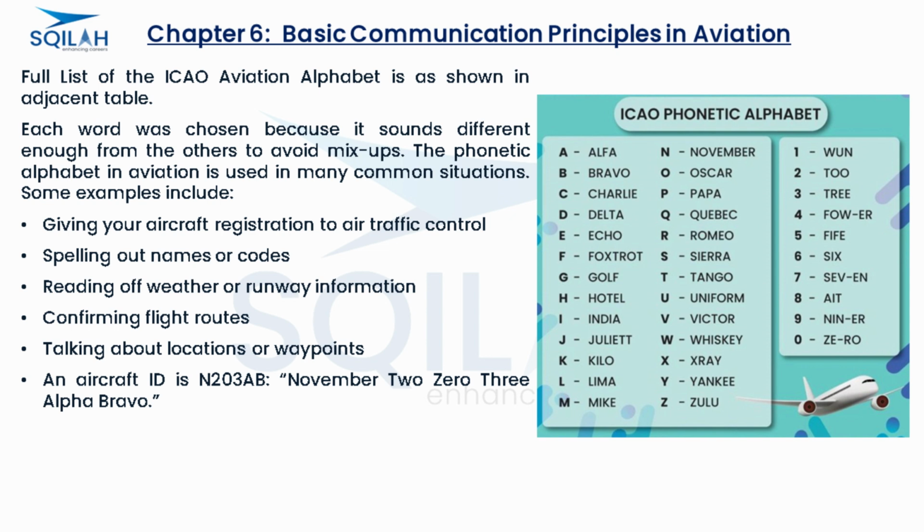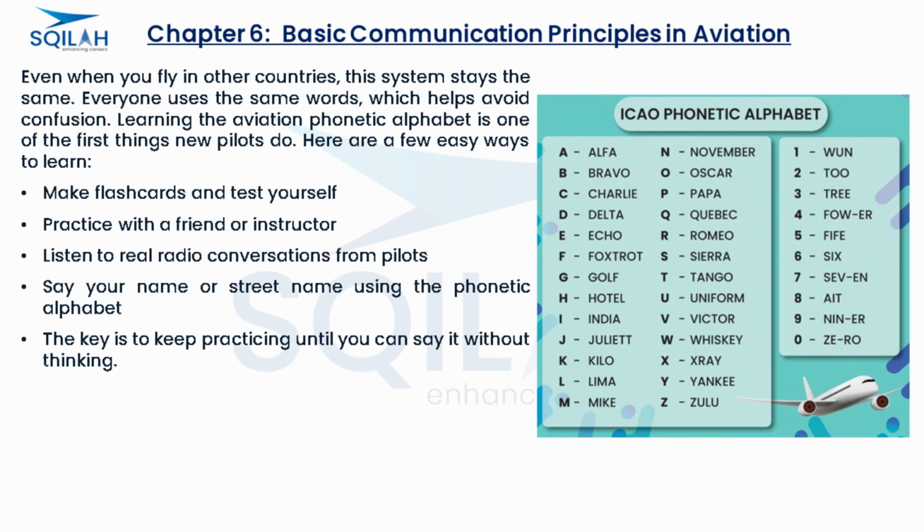The phonetic alphabet in aviation is used in many common situations. Some examples include giving your aircraft registration to air traffic control, spelling out names or codes, reading off weather or runway information, confirming flight routes, and talking about locations or waypoints. An aircraft ID is N203AB: November 203 Alpha Bravo. Even when you fly in other countries, this system stays the same. Everyone uses the same words, which helps avoid confusion.